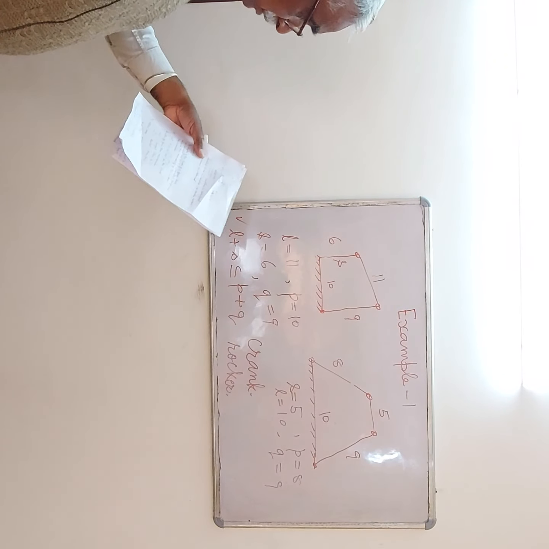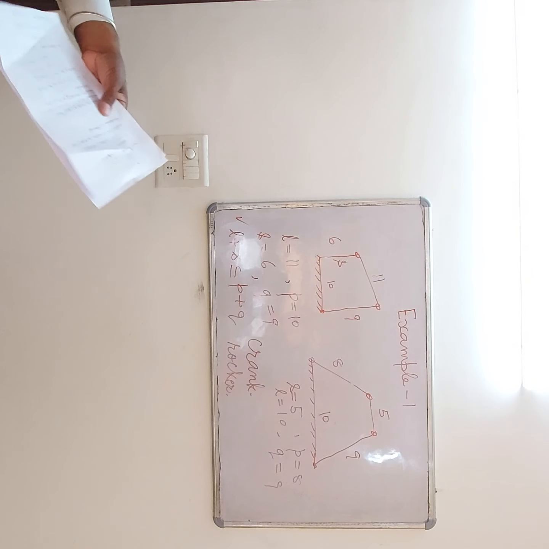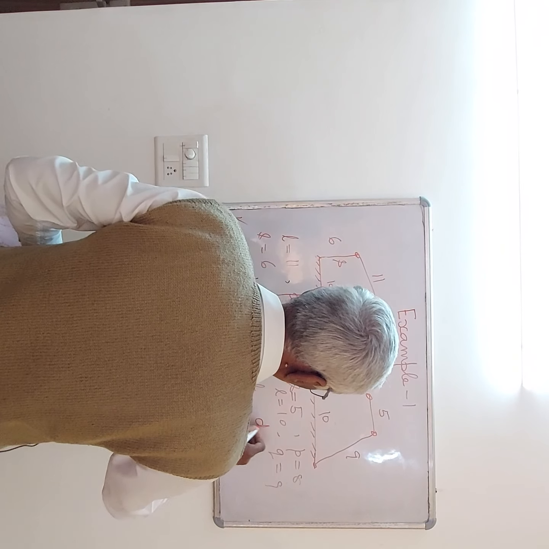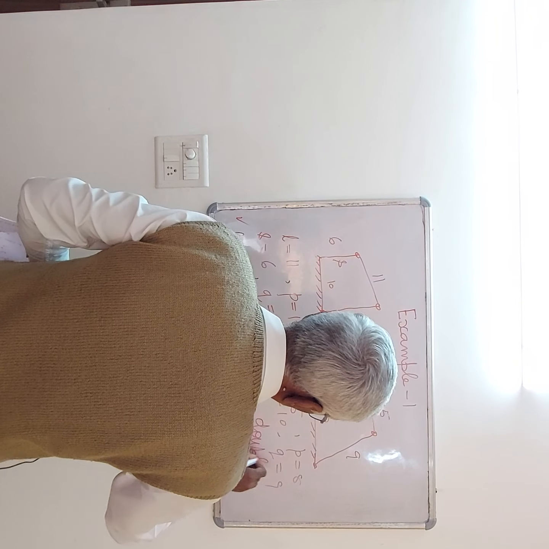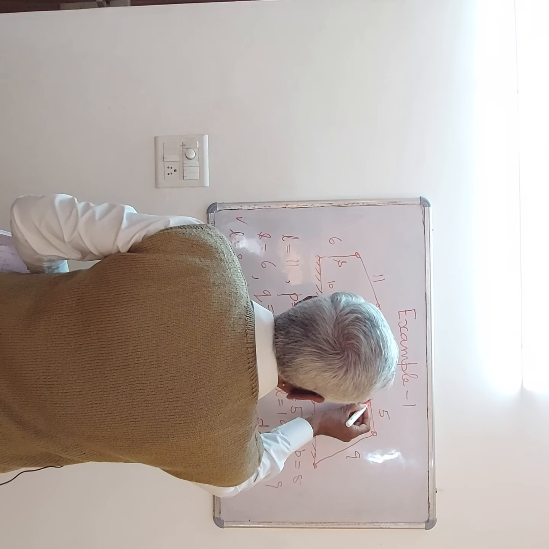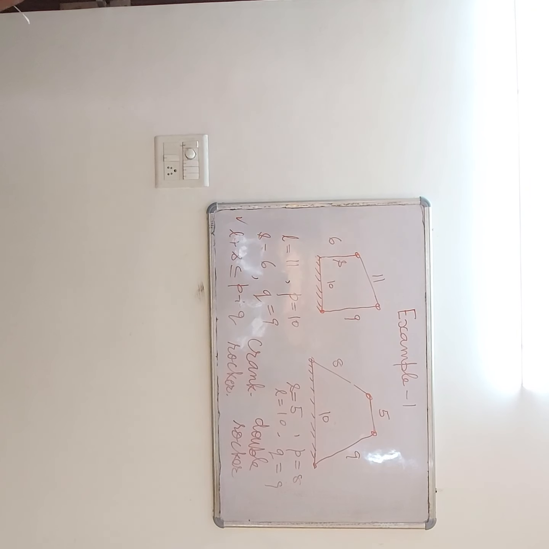When the shortest link is the coupler, a double rocker mechanism is obtained. So it is a double rocker.